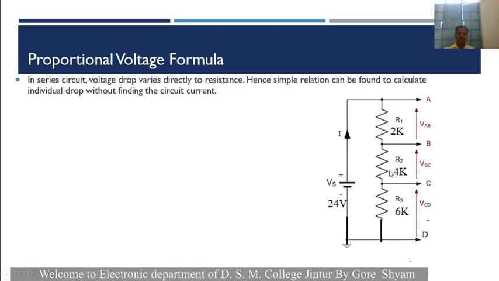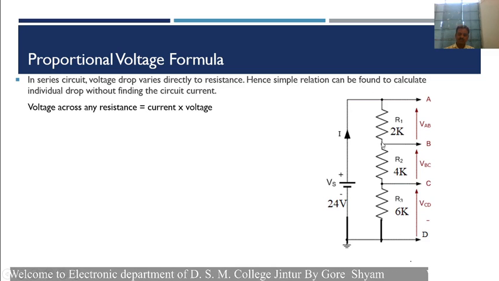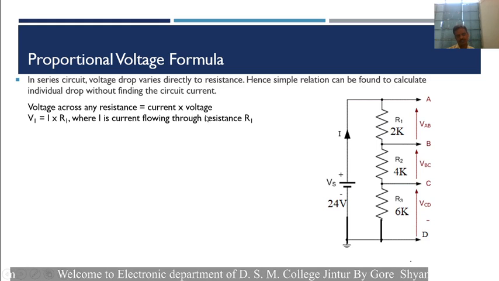So let us see the voltage across any one of the components. We know that the voltage across any resistance is equal to the current flowing through that resistance times the resistance. Voltage across any resistance is equal to current into resistance. Here there is the resistance, and V is equal to IR.